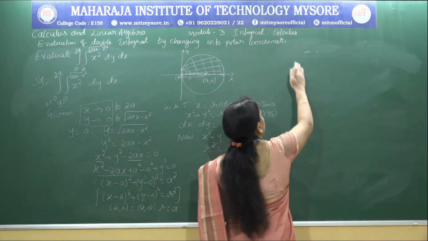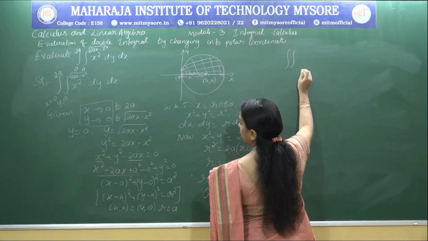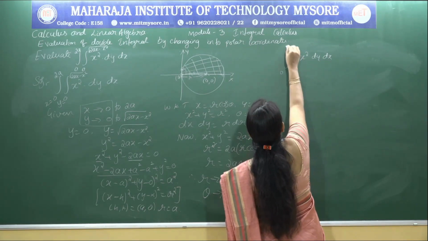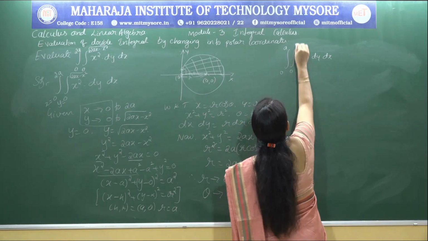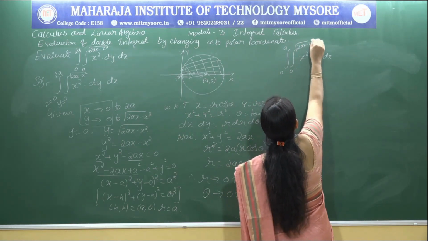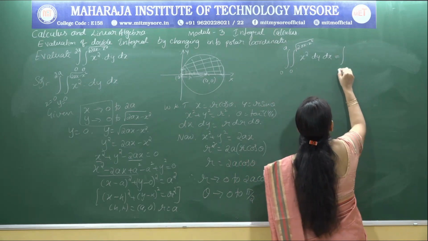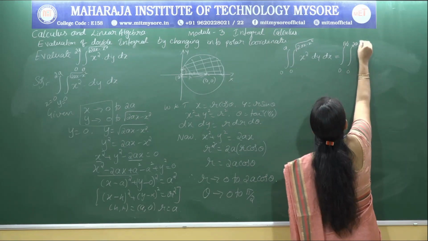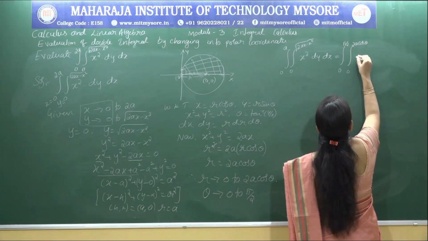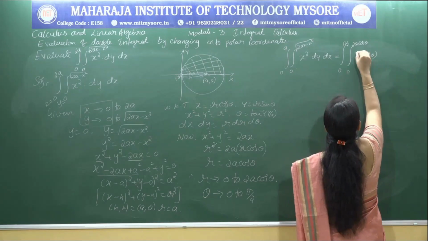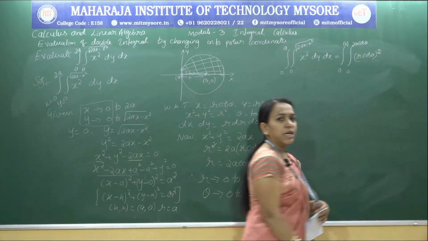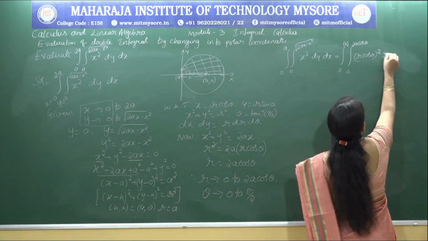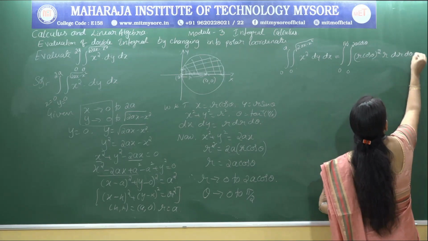Therefore, consider the given double integral x square dy dx between the limit 0 to a and 0 to root of 2a x minus x square, that can be replaced by integral 0 to pi by 2 integral 0 to 2a cos theta. X square is nothing but r cos theta whole square. We should represent x in a polar form. So x is equal to r cos theta whole square. Dy dx is r dr d theta.